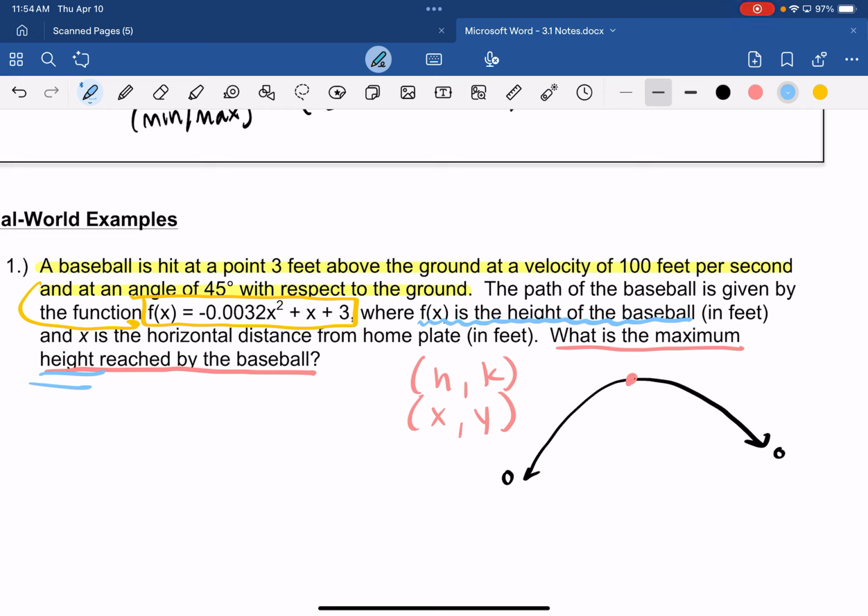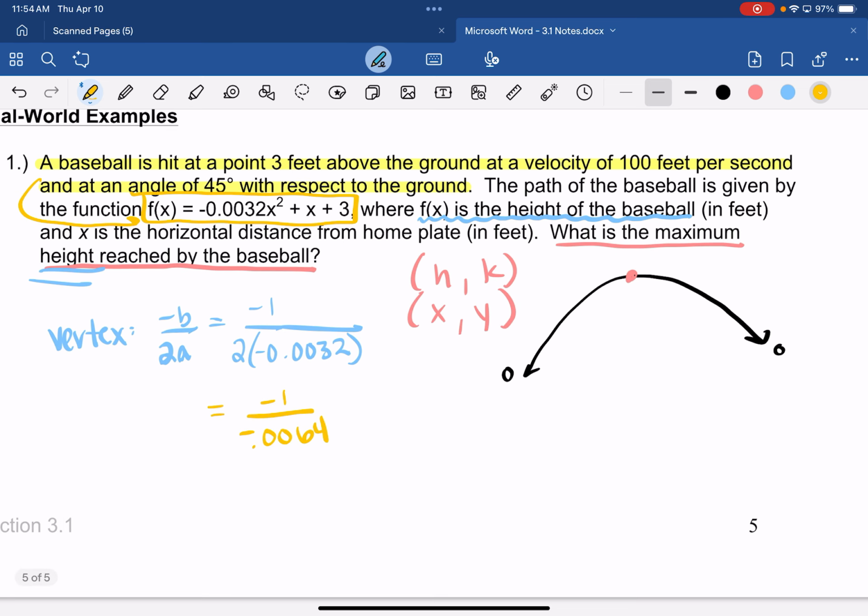All right, so let's find the vertex. Vertex, remember, is negative b over 2a. So I have negative 1 over 2 times negative 0.0032. Just going to do this for you. We've got negative 1. This would become a negative 0.0064. Which simplifies, and we round it, 156.25. That's what you'd get if you did that in your calculator.